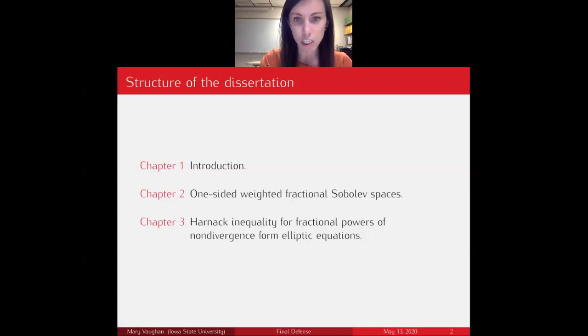This project is about fractional derivatives in one-sided Sobolev spaces and uses a lot of techniques from harmonic analysis as well as functional analysis. And in chapter 3, we will prove Harnack inequality for fractional powers of non-divergence form elliptic equations. So this project is a project in PDEs.